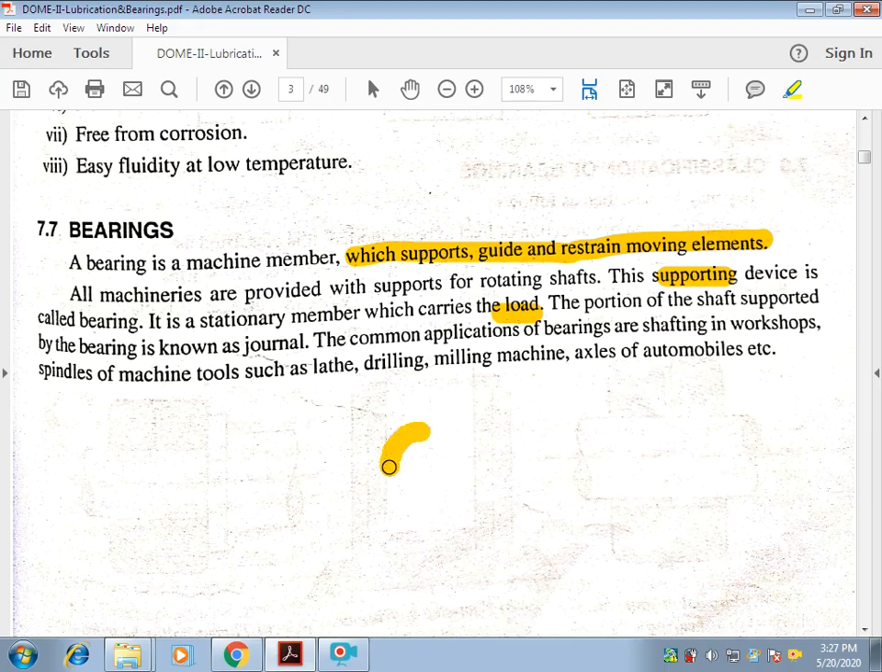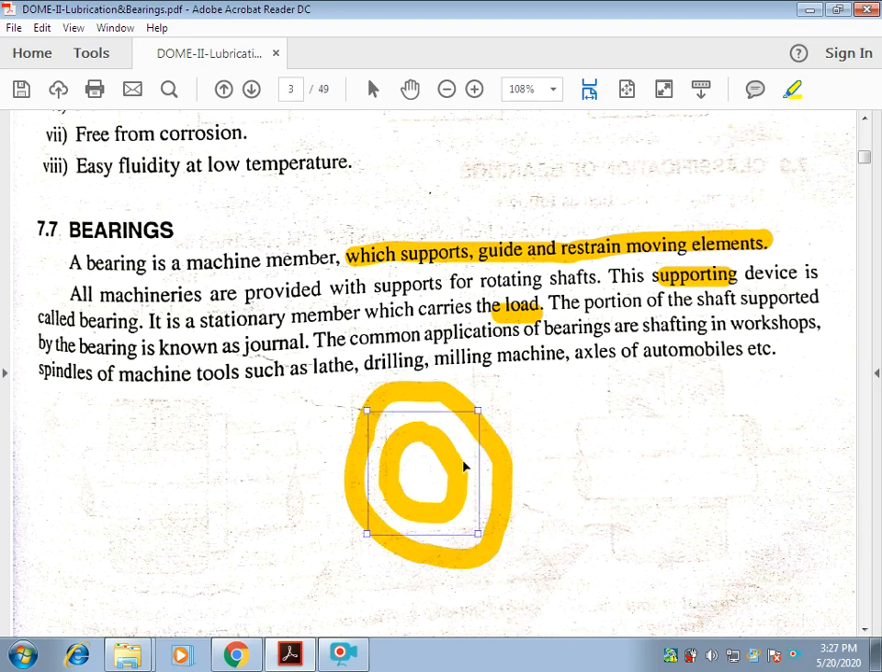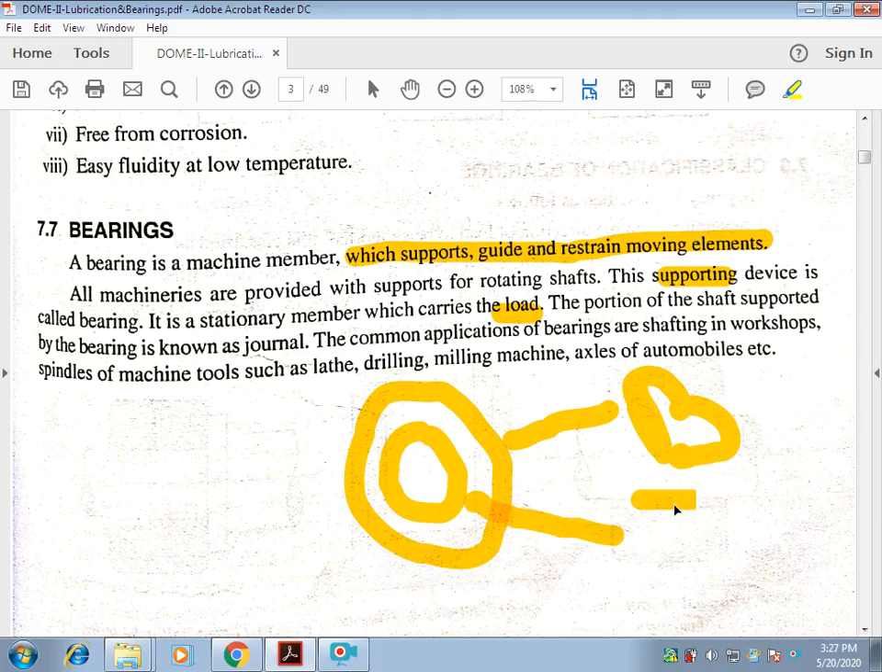See, journal bearing will be like this. Here one circle I will take. Here one circle I will take. This inside circle you call as a journal. This you call as bearing. This is your bearing, and this is called as journal.